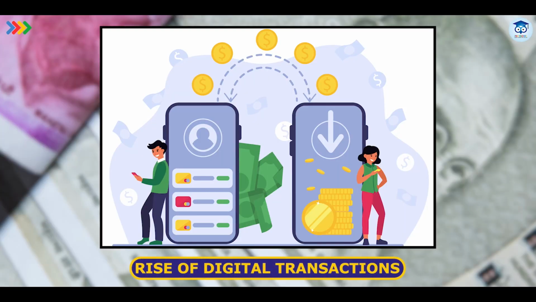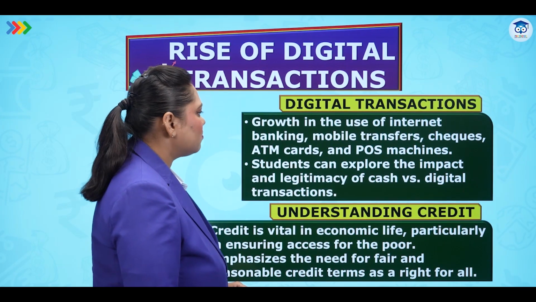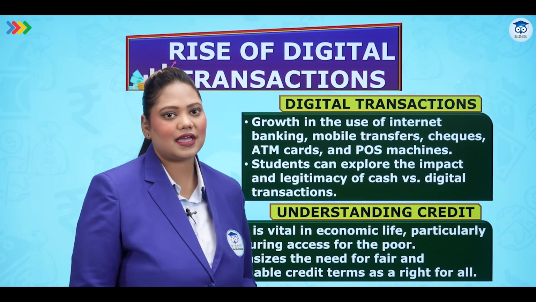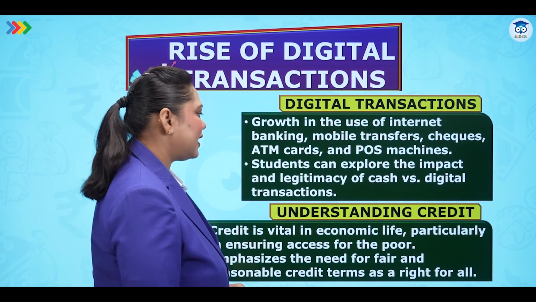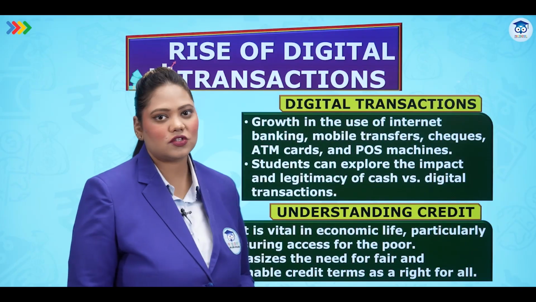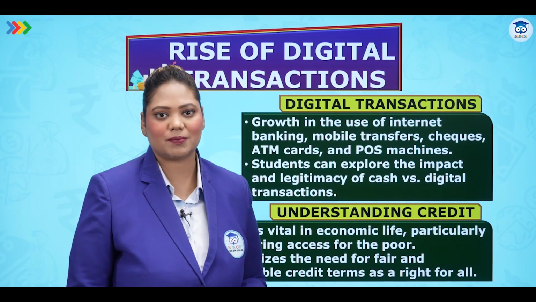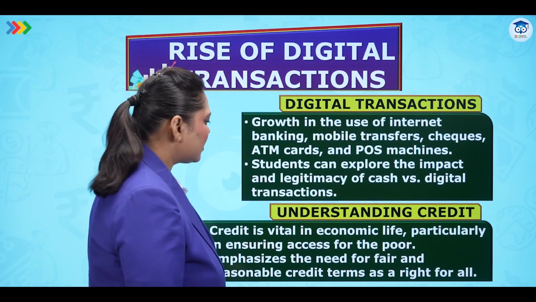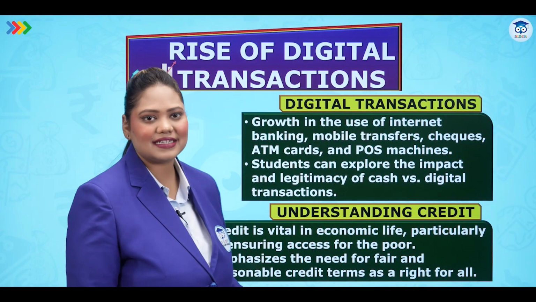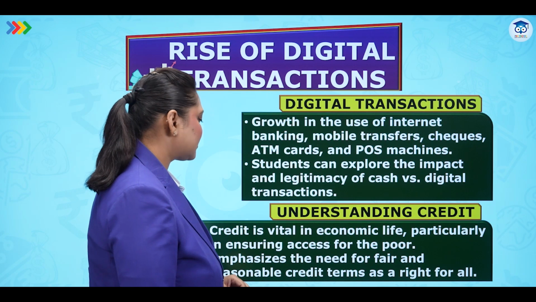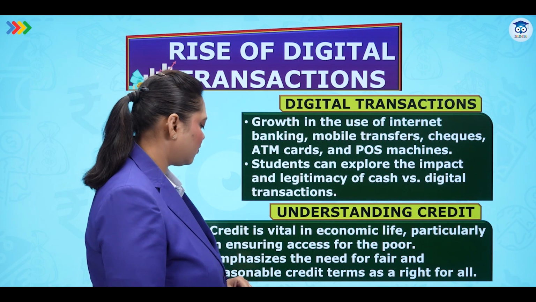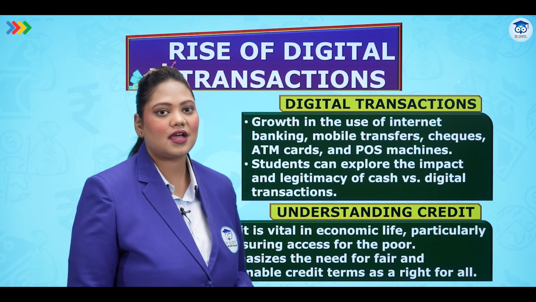We also will see what are digital transactions. The growth in the use of internet banking, mobile transfers, checks, ATM cards, and POS means point of sale machines. Students can explore the impact and legitimacy of cash versus digital transaction. This also we will study in this chapter. We have to understand the term, what is the meaning of credit? And credit is vital in economic life, particularly in ensuring access for the poor. It emphasizes the need for fair and reasonable credit terms as a right for all.